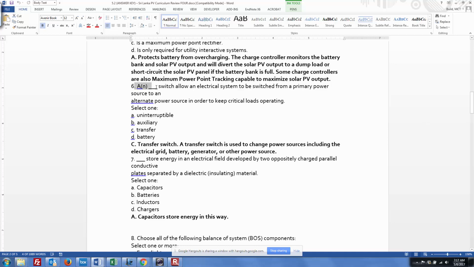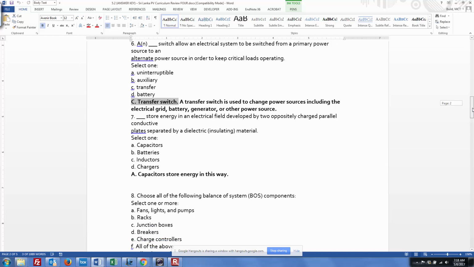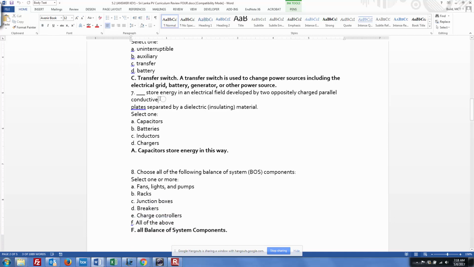Then number 6, a blank switch allows an electrical system to be switched from primary power to an alternate to keep critical loads operating. This is called a transfer switch. Transfer switch, and we'll show that also. This number, blank store energy in an electrical field by two oppositely charged plates. The answer is capacitor. I'll show you that one too.